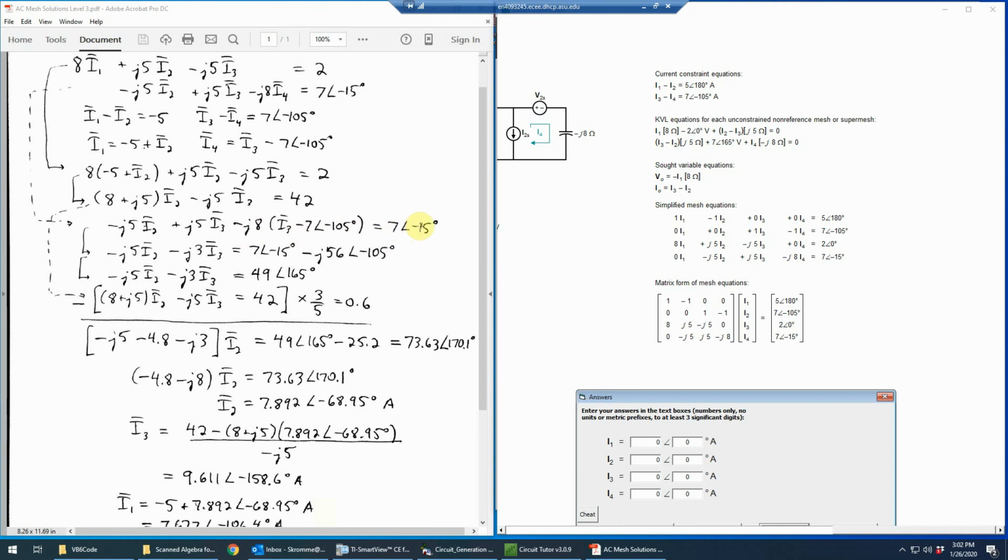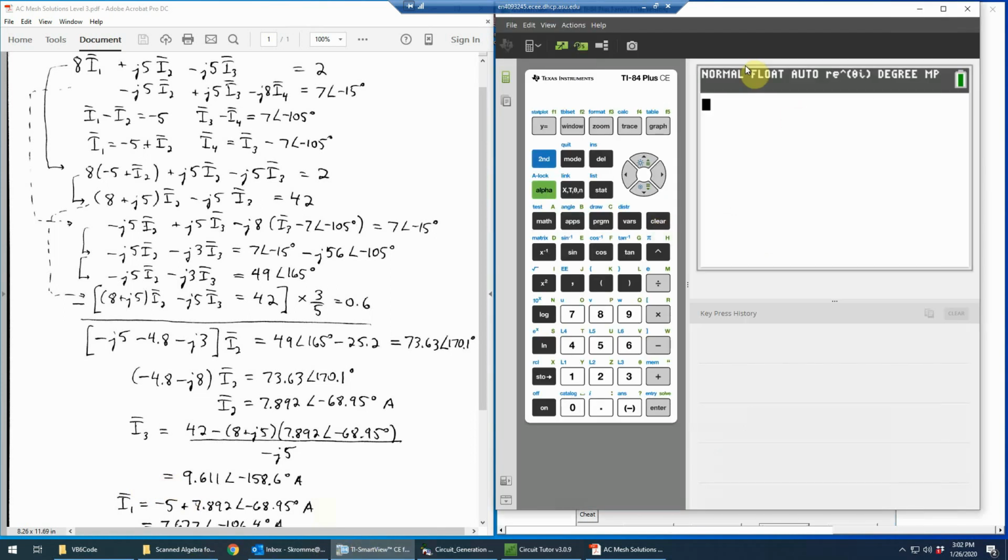So now I have 7 angle minus 15 degrees minus that j56 angle minus 105. I just multiplied those in my head just to save writing. Okay, and then now I would need to evaluate this difference on a calculator. There's no other way to really do that. So I guess I can just demonstrate that briefly on my TI-84 Plus calculator emulator here on the screen, just to show you how you do a computation like that.